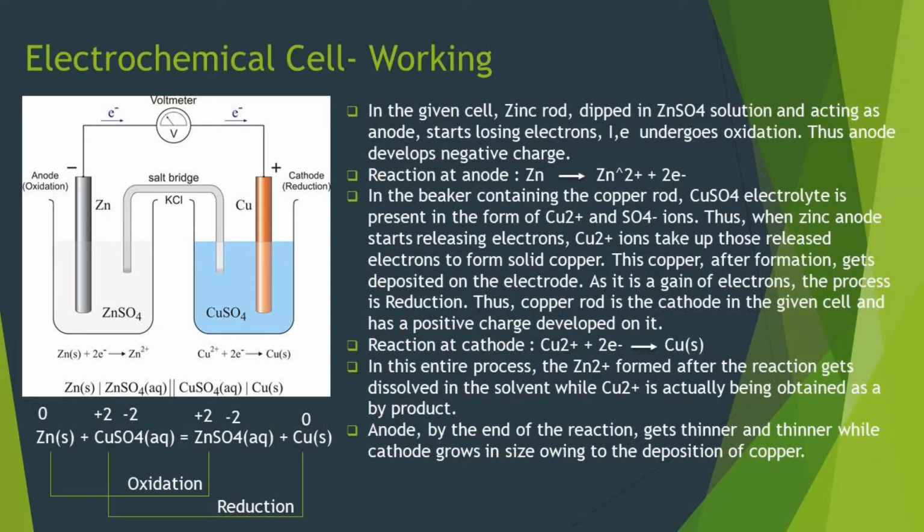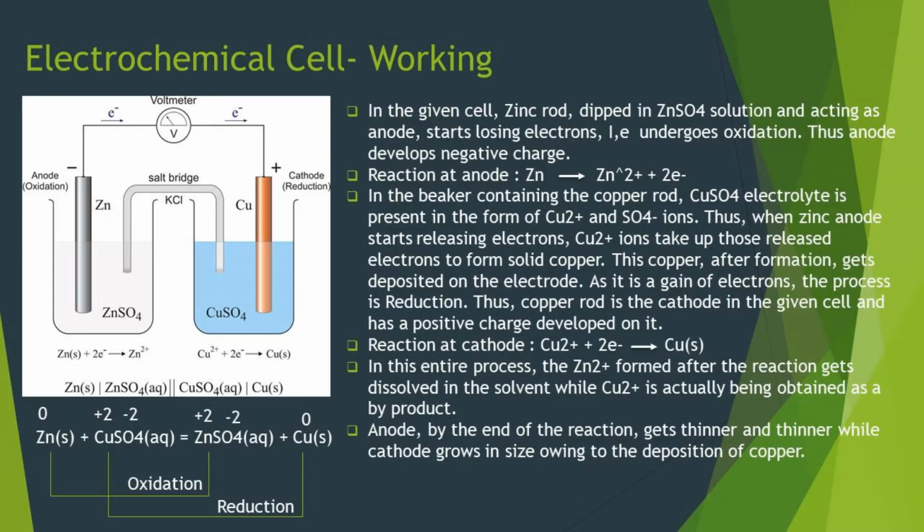In the given cell, zinc rod dipped into ZnSO4 solution and acting as anode starts losing electrons, that is, undergoes oxidation. Thus, anode develops negative charge. Reaction at anode is Zn gives Zn2+ plus 2 electrons. In the beaker containing the copper rod, CuSO4 electrolyte is present in the form of Cu2+ and SO4 2- ions. Thus, when zinc anode starts releasing electrons, Cu2+ ions take up those released electrons to form solid copper.